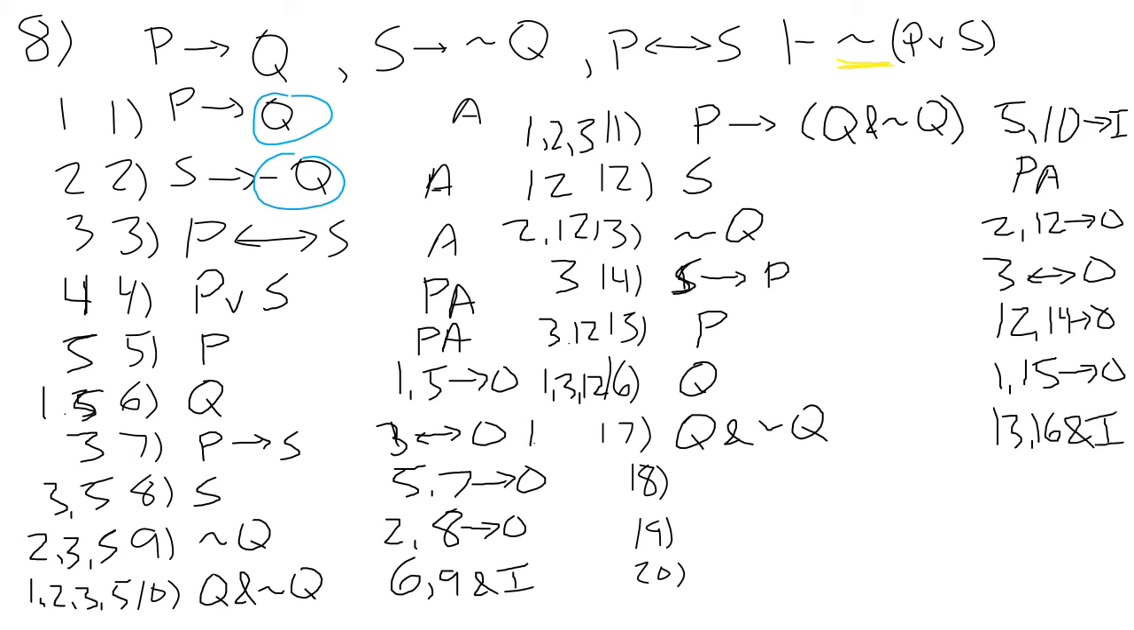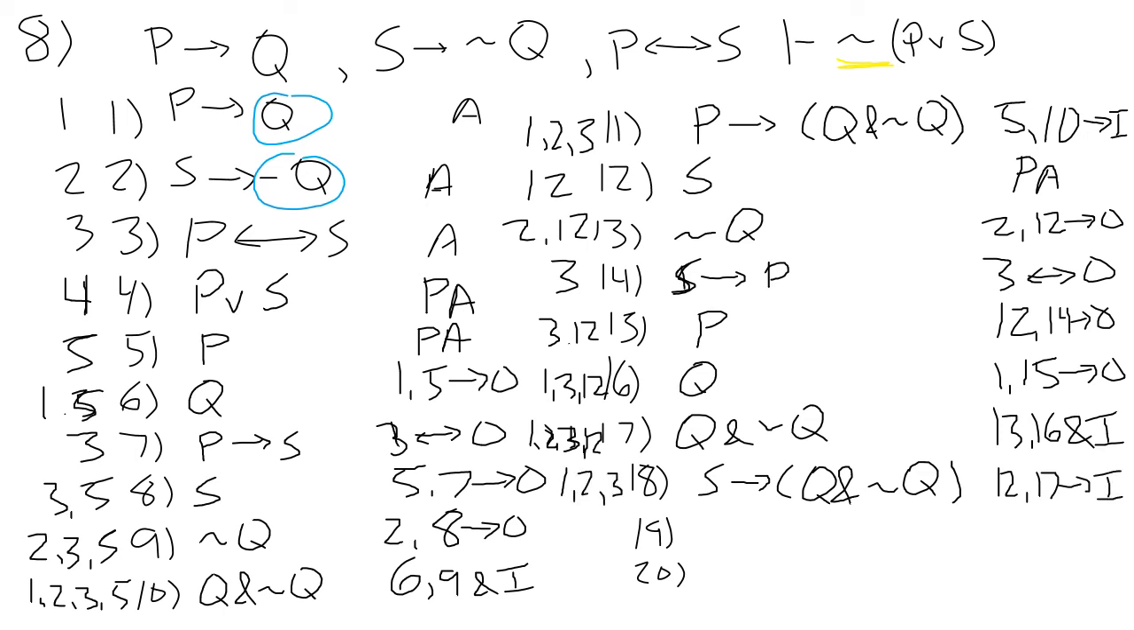13 and 16 is going to be 1, 2, 2, 3, and 12. Better erase that to get a little bit easier to read. 12. Now we just need to build our conditional. So that's going to be from S to Q and not Q. So 12 and 17, arrow in. 2, 3, 12 drops out.